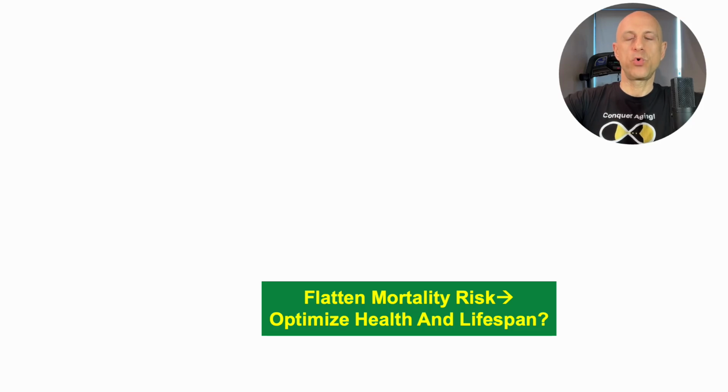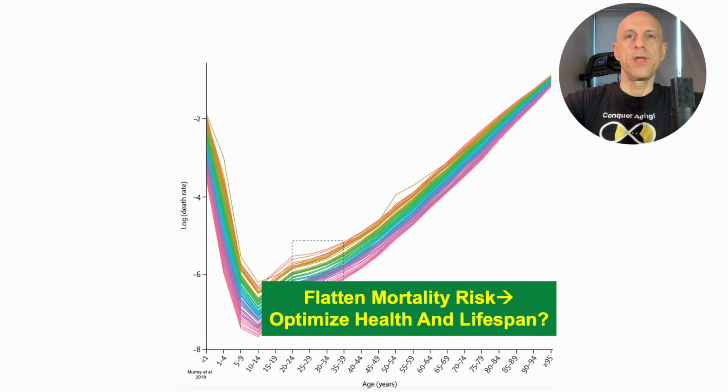If we can flatten mortality risk, can we optimize health and potentially lifespan? So let's take a look at what I mean by that. In this plot, on the y-axis, we've got the death rate plotted against age on the x, starting from birth through people who are older than 95 years old.